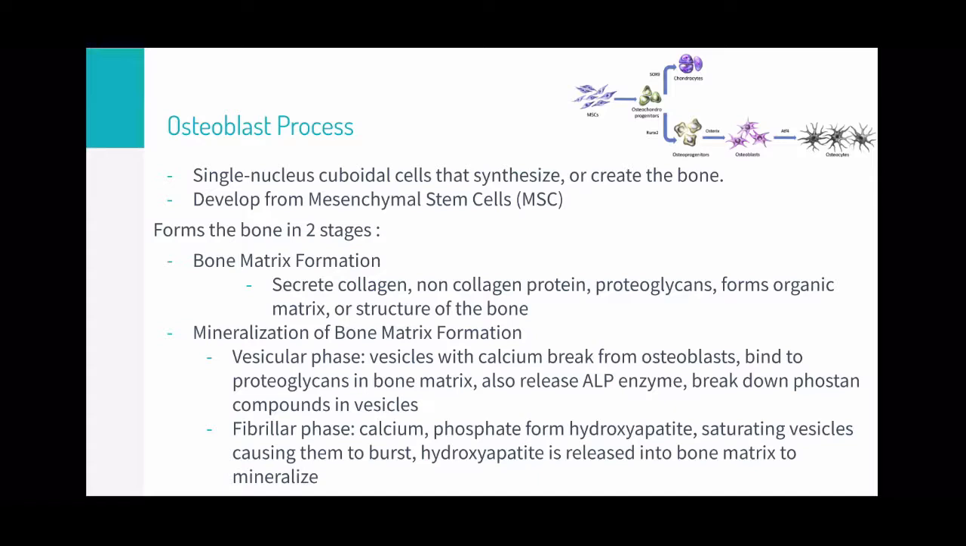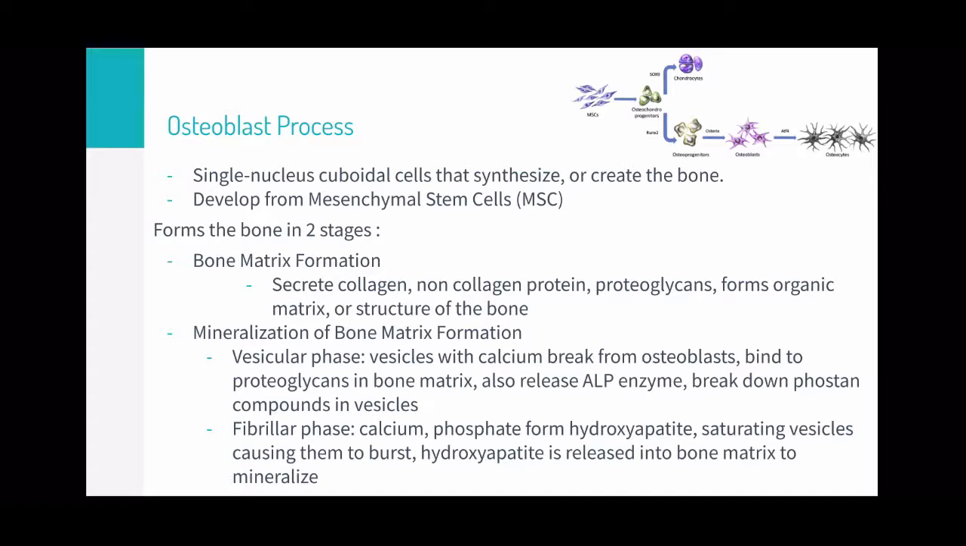The osteoblast forms the bone in two stages. The first stage is the bone matrix formation. The second stage is the mineralization of the bone matrix. In the first stage, osteoblasts secrete collagen, non-collagen proteins, and proteoglycans. Collagen is a protein found in connective tissues all over the body. Proteoglycans are filler substances found in cells in many organisms. In the bone matrix formation stage, it also forms the organic matrix or structure of the bone.